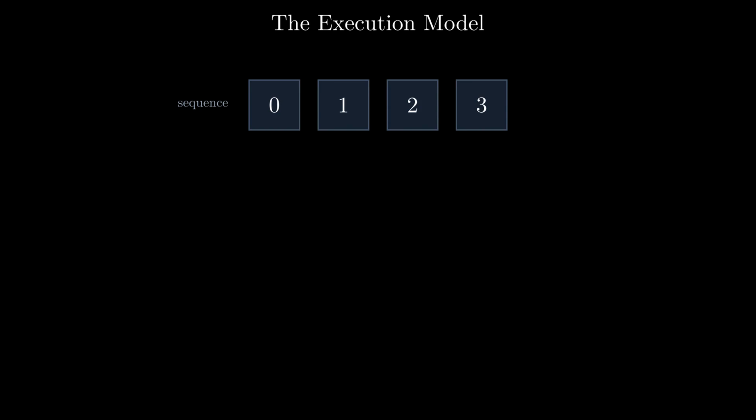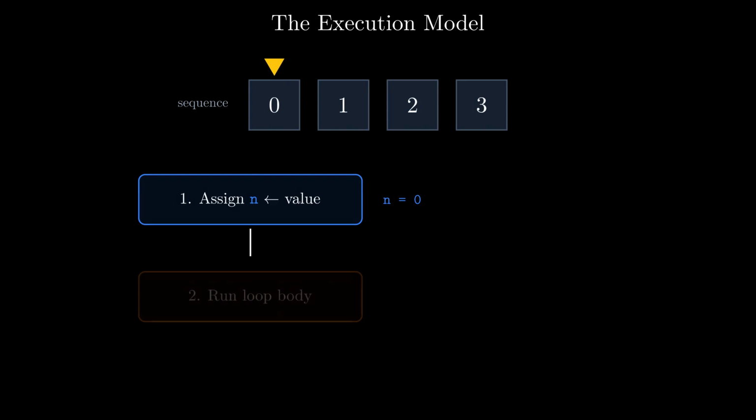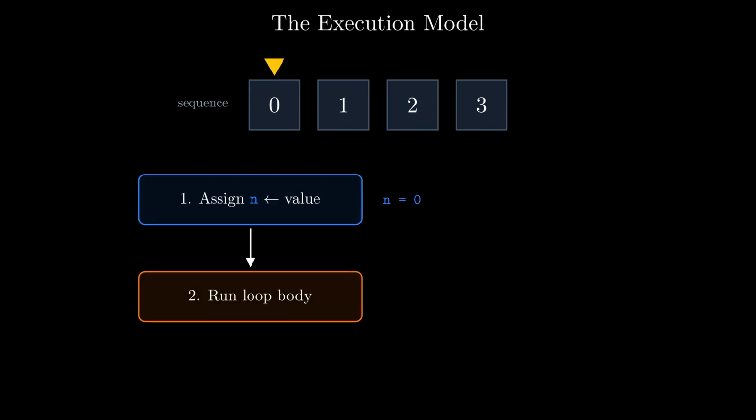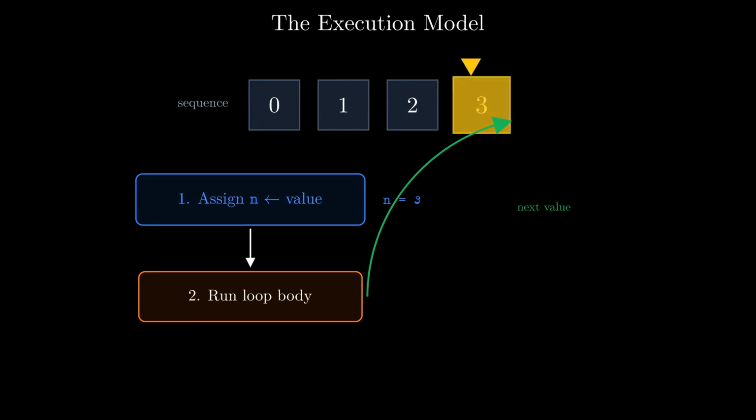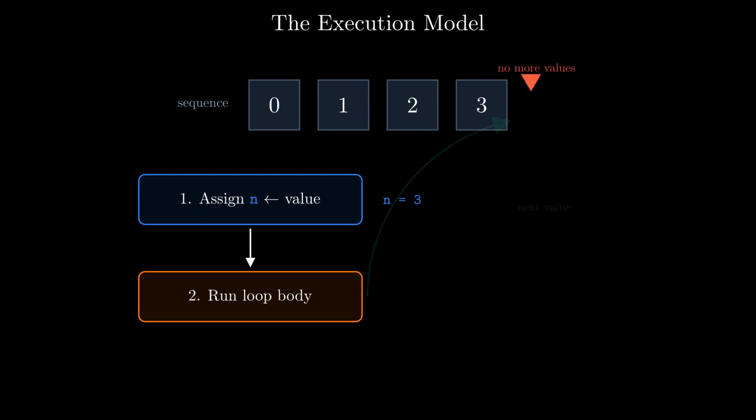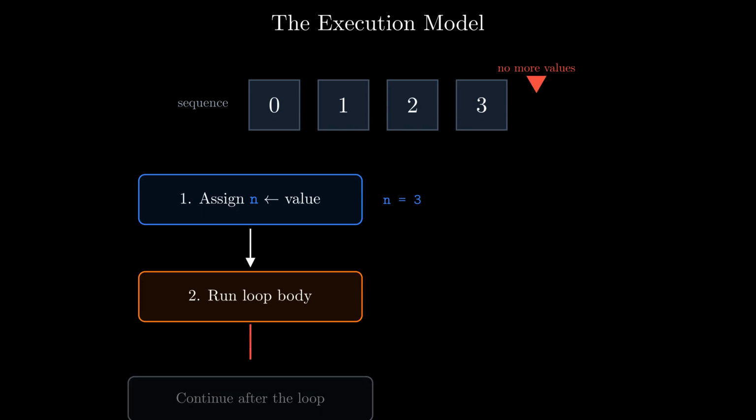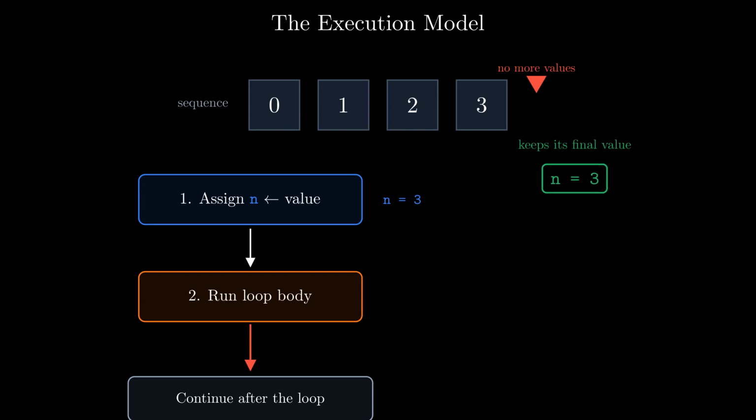Let's walk through the execution model. Python sees the for statement and examines the sequence. It assigns the variable the first value, then runs the entire indented block. When the block finishes, Python returns to the for line, assigns the next value, and runs the block again. This cycle continues until every value in the sequence has been used. After the last value's code completes, the loop ends and Python moves to the first line after the indented block. The variable keeps its final value. It doesn't disappear. The whole process requires 0 manual bookkeeping from you.